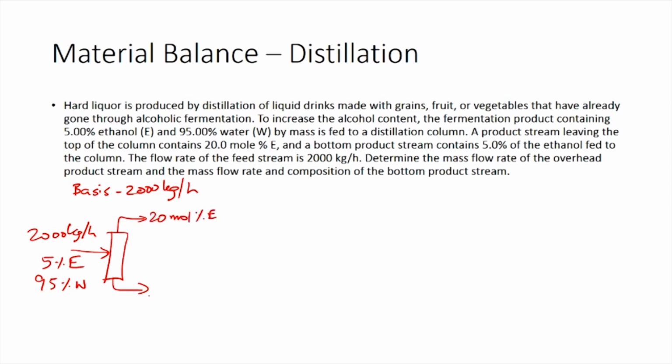and the bottom stream contains 5% of ethanol fed. You need to be careful and understand that the problem statement clearly says 5% of the ethanol which is entering the system leaves through the bottoms. This 5% does not represent a mass percentage or a mass fraction of the stream. So this has nothing to do with the composition of your bottom stream. It only says that 5% of ethanol which is entering into the distillation column leaves through the bottoms, which would mean the rest would be leaving through your distillate.